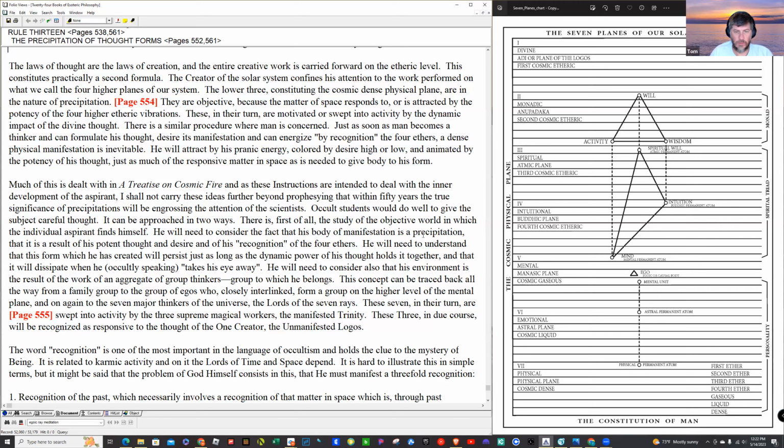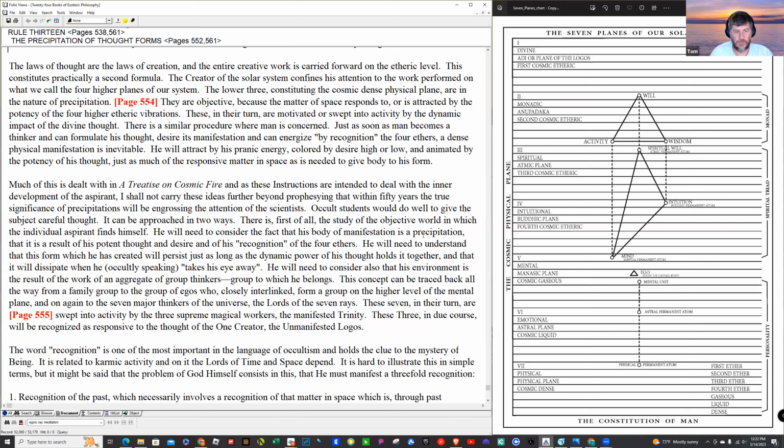I am prophesying that within 50 years, the true significance of precipitations will be engrossing the attention of the scientists. Occult students would do well to give the subject careful thought. It can be approached in two ways. There is, first of all, the study of the objective world in which the individual aspirant finds himself.